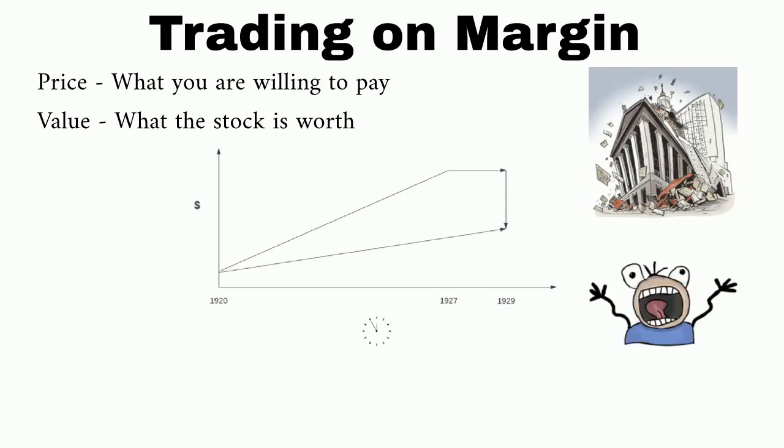Professor, sorry to interrupt, but the top line is the price and the bottom line is the value of the stock? Right, price and value. Okay, and so the idea here is that they're paying more for the stock than it's actually worth.